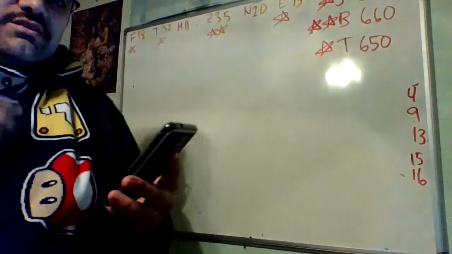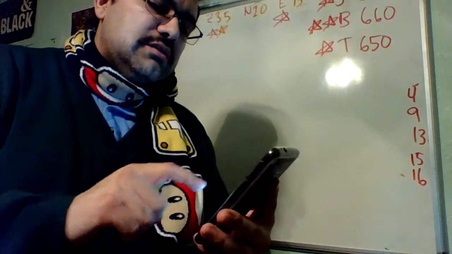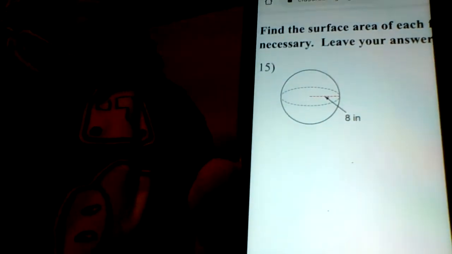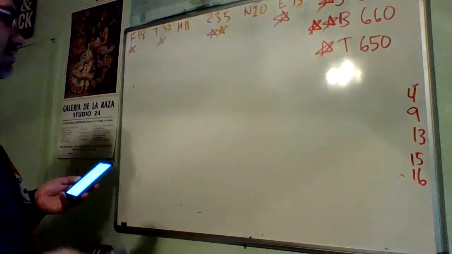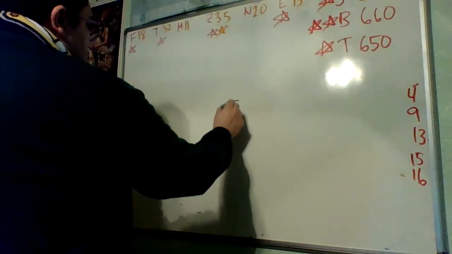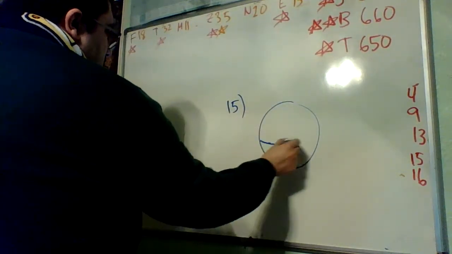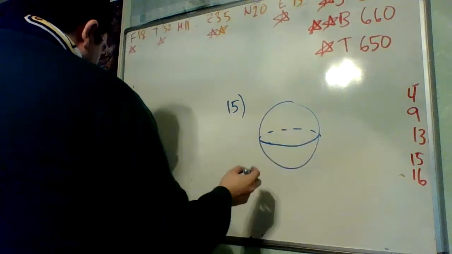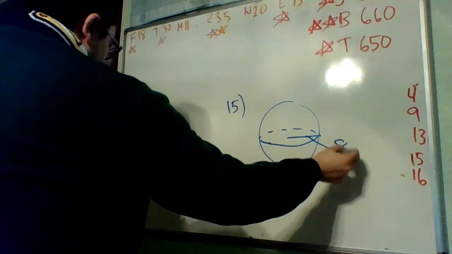Okay, so for our last little review for the Unit 9 practice test, we're going to deal with the sphere. We want the surface area, and it wants you to leave it in terms of pi. So let's draw our sphere for number 15. A circle, and then a great circle around here. I like drawing it that way. Then we have a radius right here, which is going to be 8 inches.